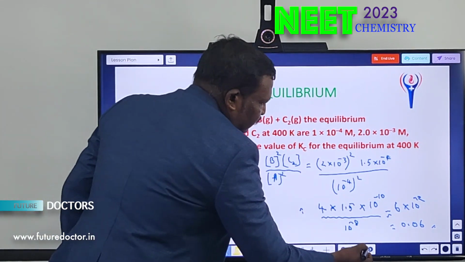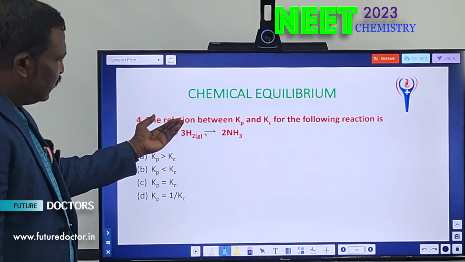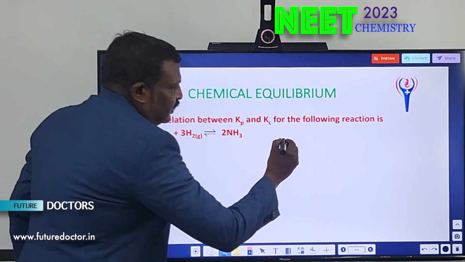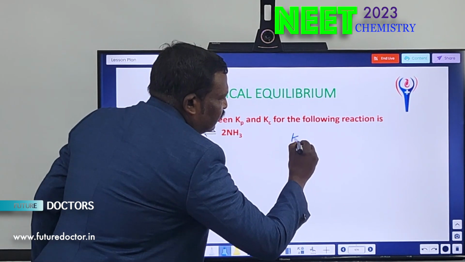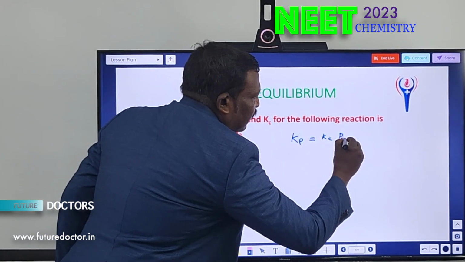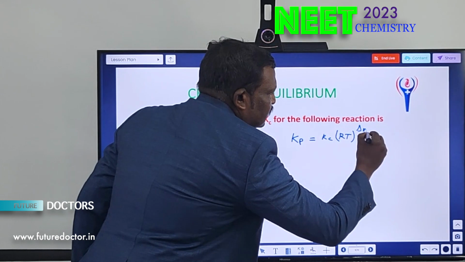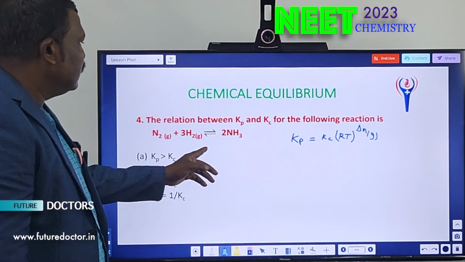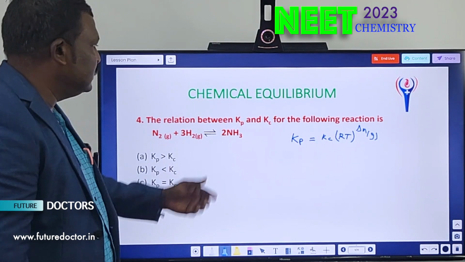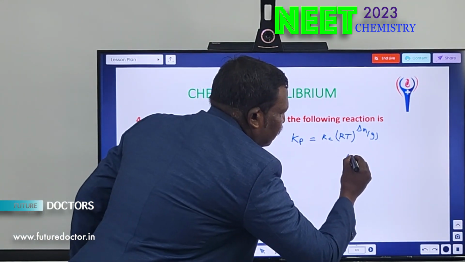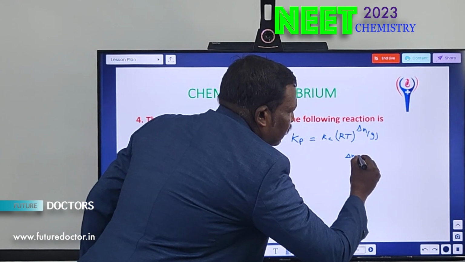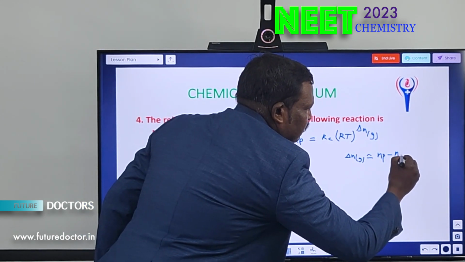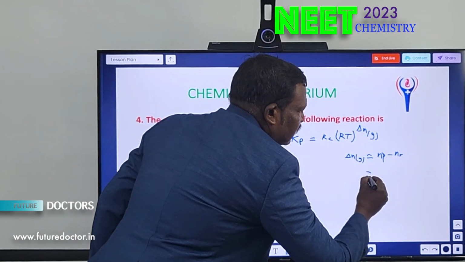Okay? Simple. One equation is given. What is the relation between Kp and Kc? You know that Kp is equal to Kc into RT power delta Ng, the change in number of moles. What's the formula for delta Ng? Delta Ng means the change in number of moles of gas: product minus reactant, Np minus Nr. Simply remember this, product minus reactant.